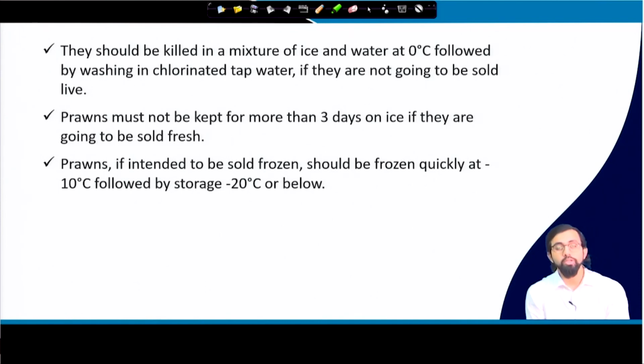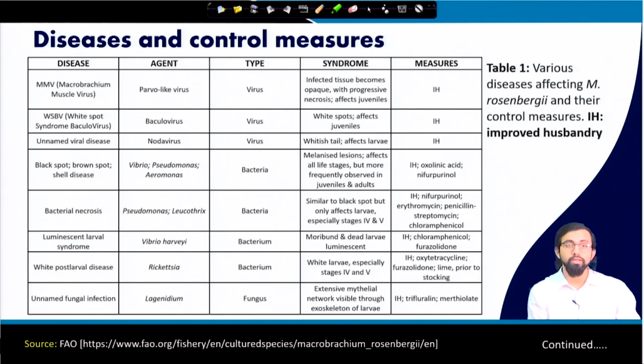Okay, prawns must not be kept for more than 3 days on ice if they are going to be sold fresh, and prawns intended to be sold frozen should be frozen quickly at minus 10 degrees Celsius, followed by storage at minus 20 degrees Celsius or below, to retain their authenticity, like their taste and all.